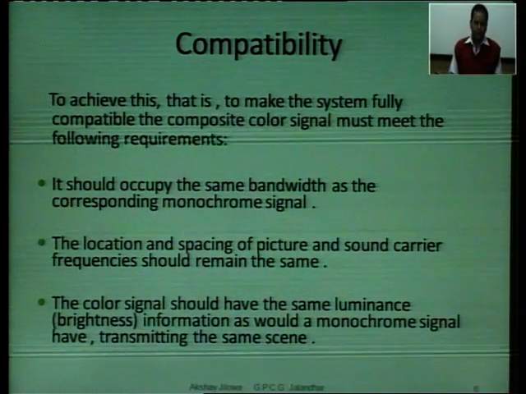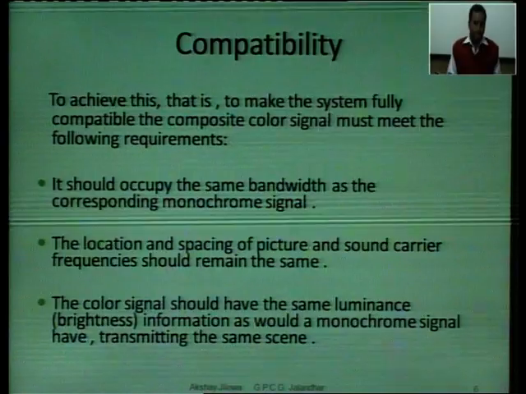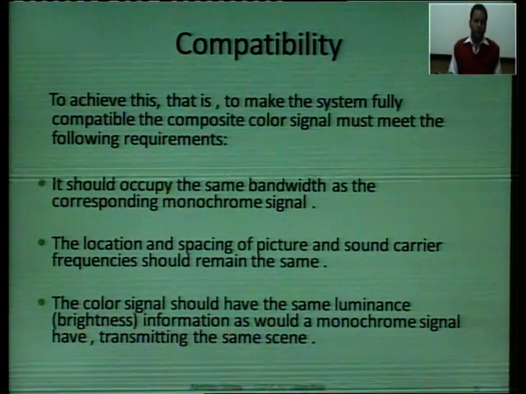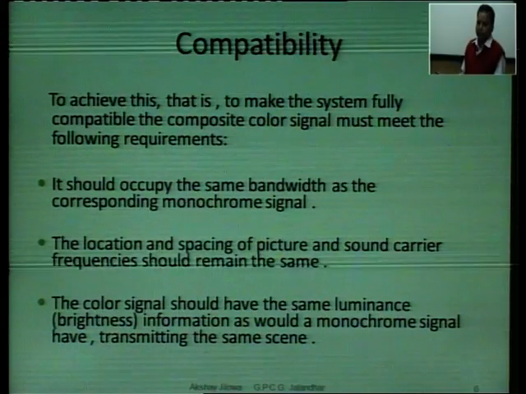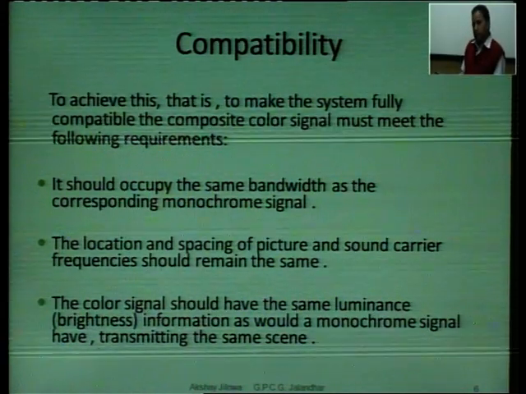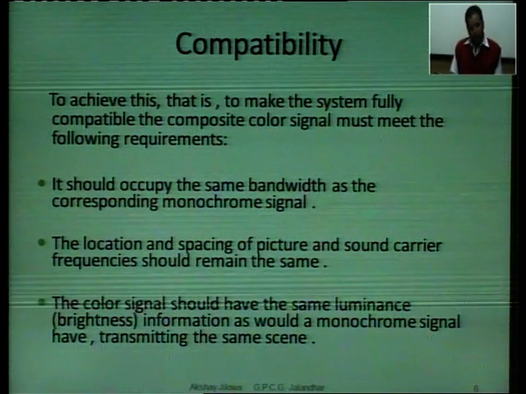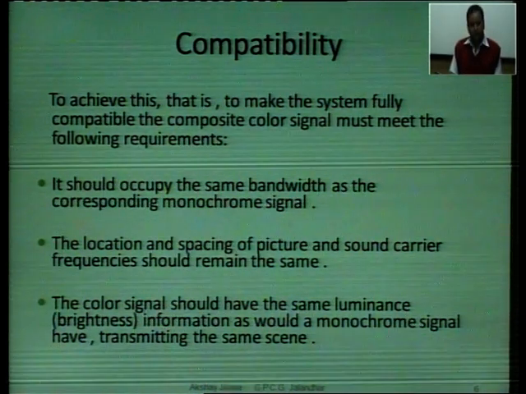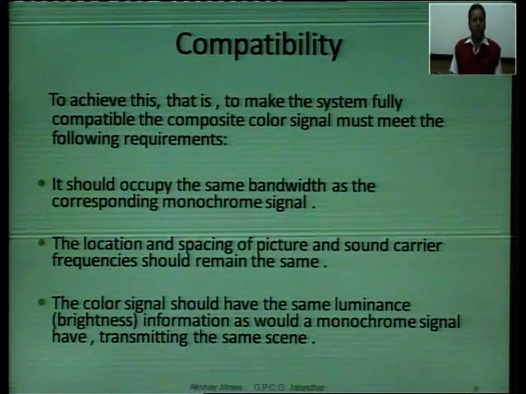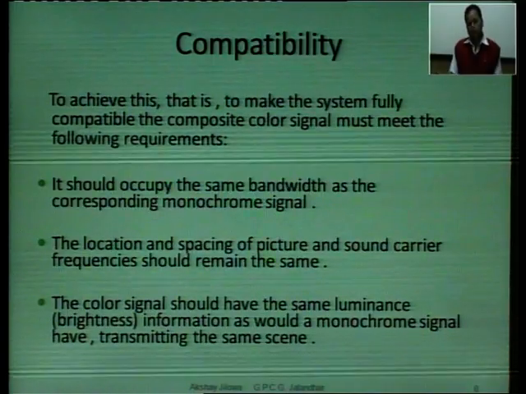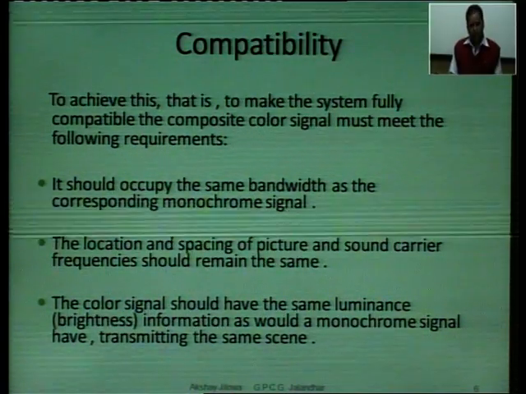The first one is, it should occupy the same bandwidth as the corresponding monochrome signal. Means the bandwidth of color as well as monochrome signal must be the same. There should not be any difference between the bandwidth of color and monochrome signal.